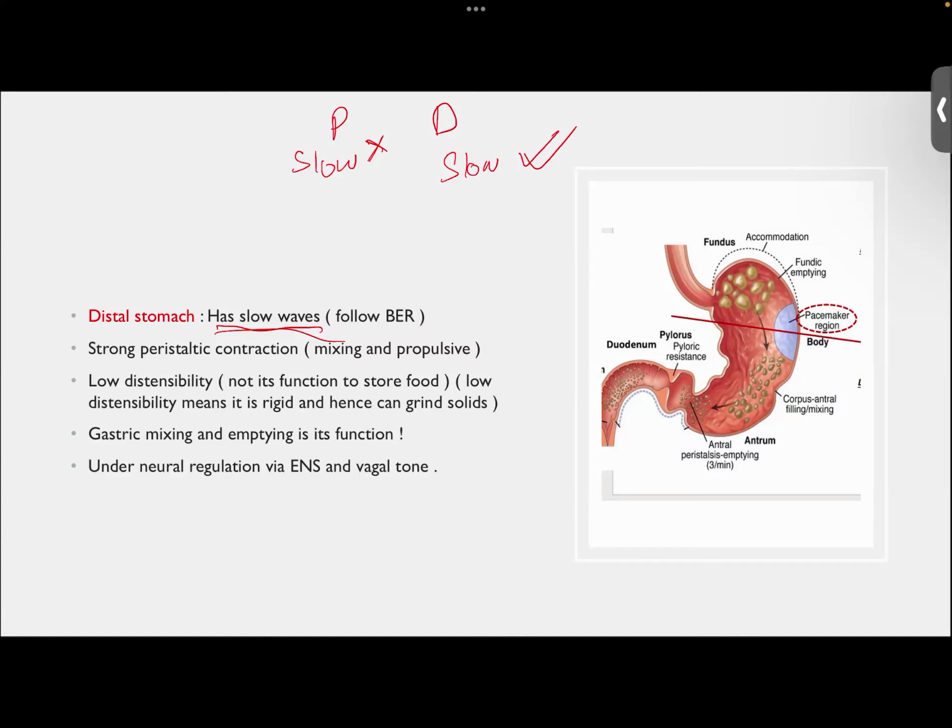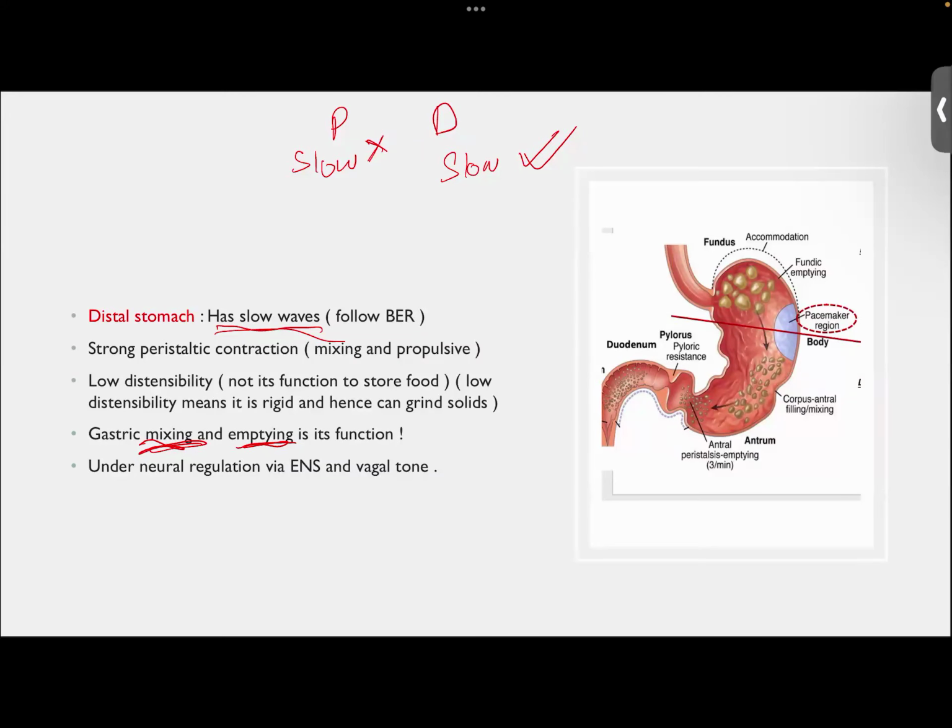It's slow distensibility because it's not responsible for storing food. It does not need to be flexible and distensible to store food. Its only function is to mix the food and grind it into small pieces. And that's why it's rigid, because since the stomach wall is rigid, it's not going to expand. It's going to instead stay where it is and compress the food when it comes in. And this compression obviously leads to grinding the food and making it into small pieces. So its only function is gastric mixing, mixing the food with the HCl, with the pepsin, with the other enzymes, and emptying into the duodenum.